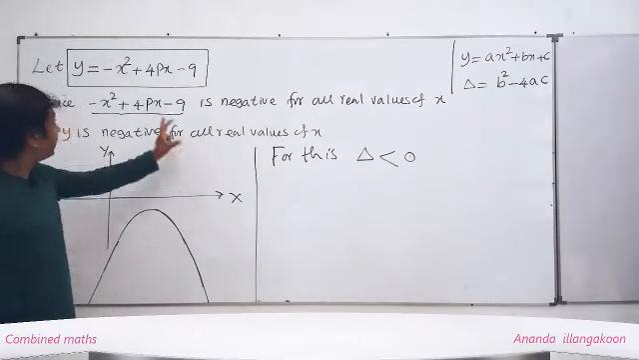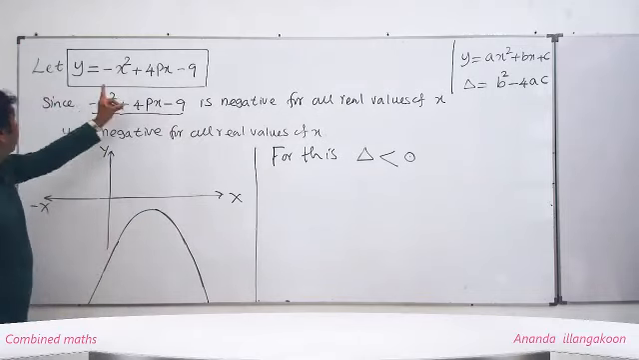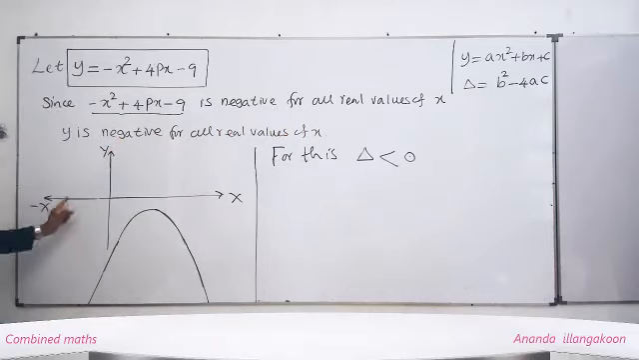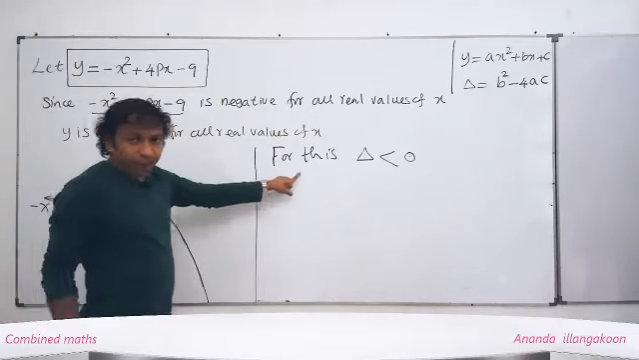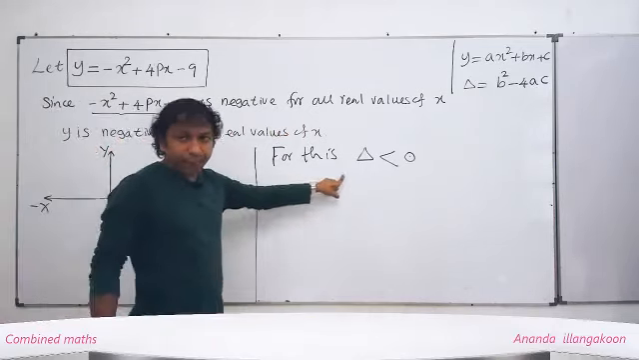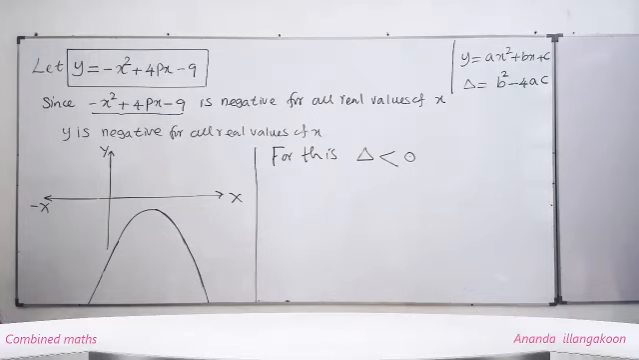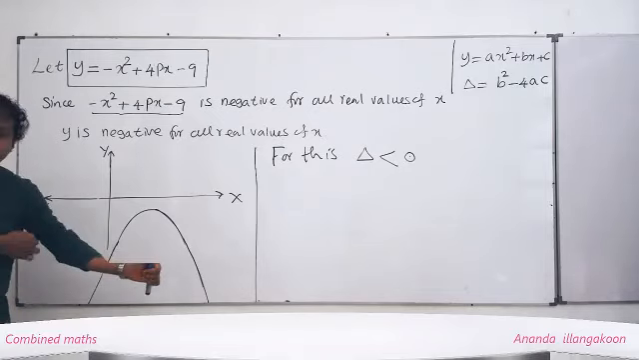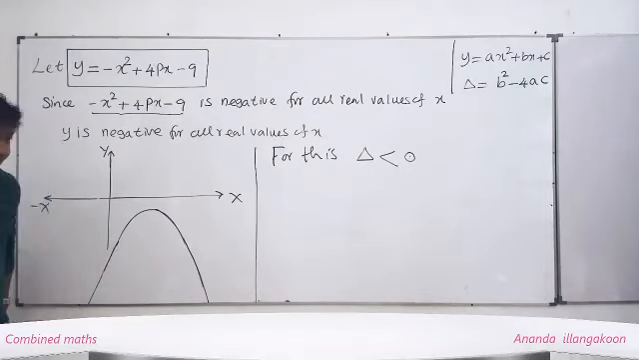Then people will write, first come to here. Start from here. Let y be this. Since this is negative for all real values of x, y is negative for all real values of x. Therefore, the graph is like this. For this only, we say this way. Now we'll see how to get the answer after this. Come to that, people. Now delta, I'm going to write delta. First complete this all.